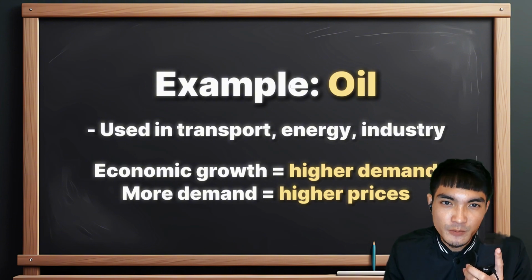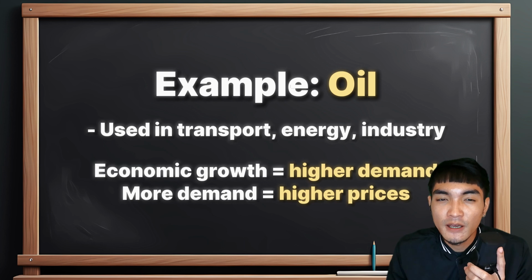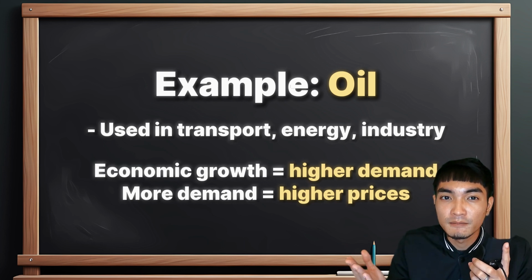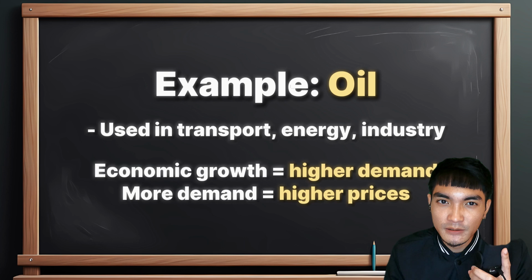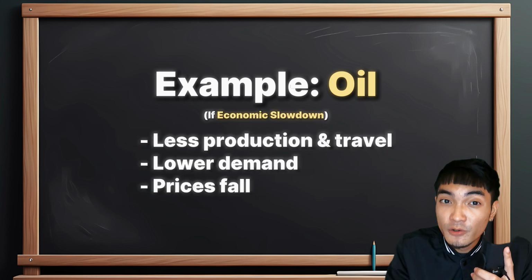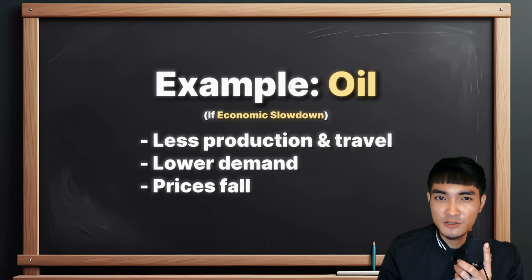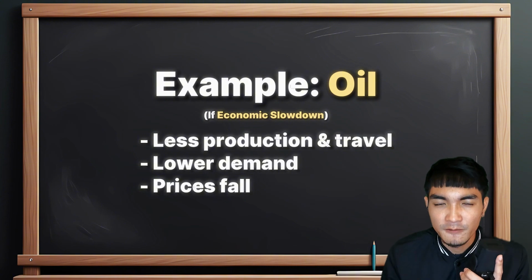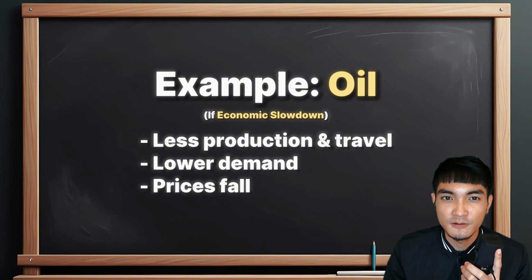Oil is used for transportation, manufacturing, energy, basically everything. So when the global economy is growing, more businesses operating, more traveling, more production, the demand for oil increases. If there's a slowdown in the economy, less travel, less production, then there will be less demand for oil, and the prices tend to fall.